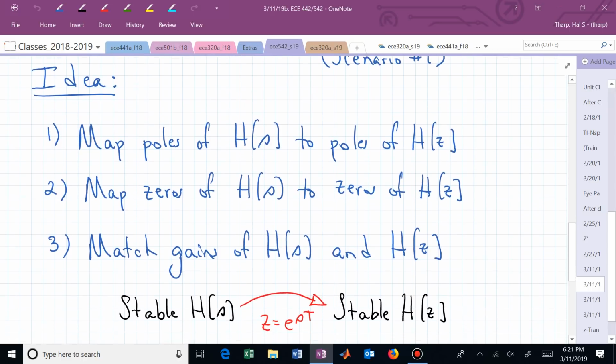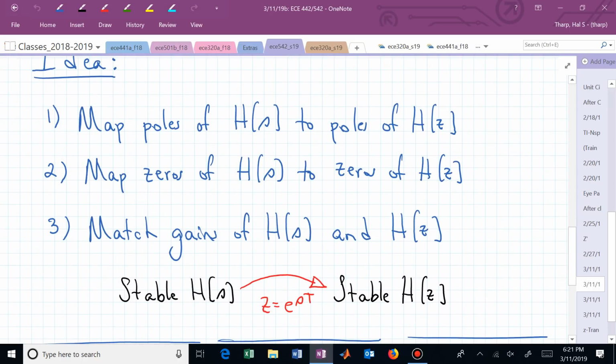But the strategy is not too involved. 3 ideas, but it involves about 4 different steps, because row number 2 involves finite zeros and infinite zeros. And how many infinite zeros or zeros at infinity do you have, and how are those determined? S or Z? In the S domain or the Z domain?